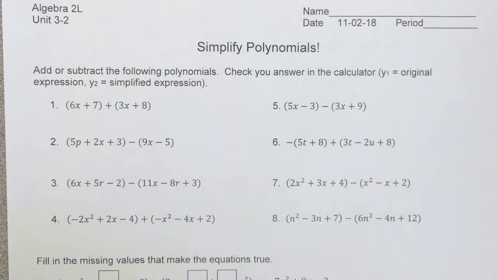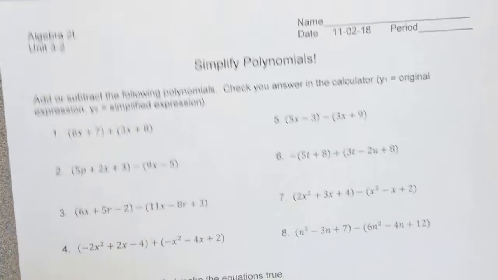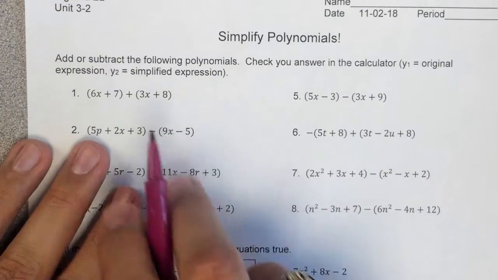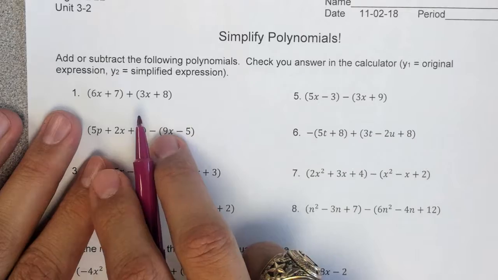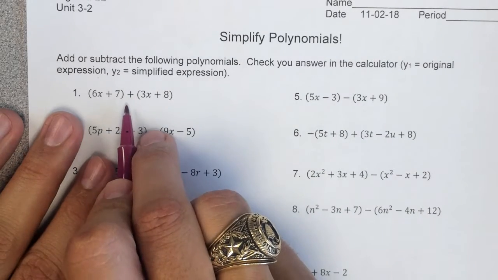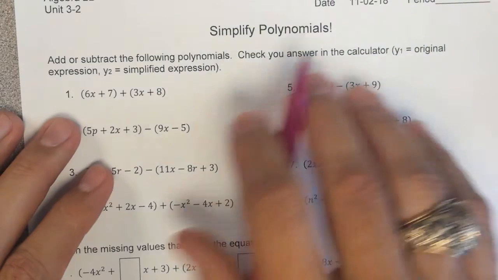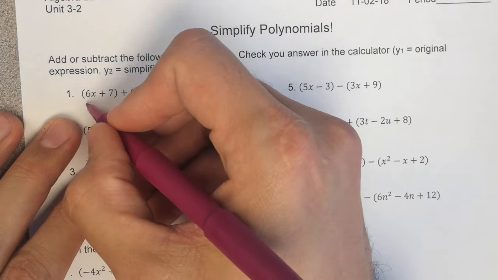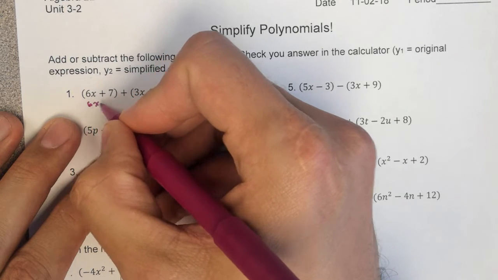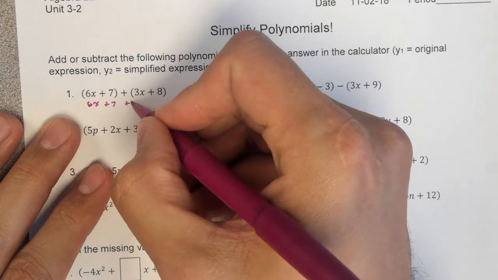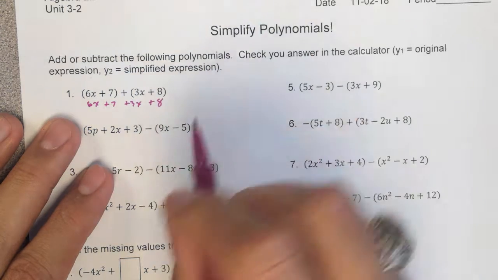Okay, we're going to start off with adding polynomials. Let's go ahead and start with number 1. When adding polynomials, you don't have to rewrite all this, but I'm going to go ahead and rewrite it for us so we see what we're doing. Plus 7 plus 3x plus 8.